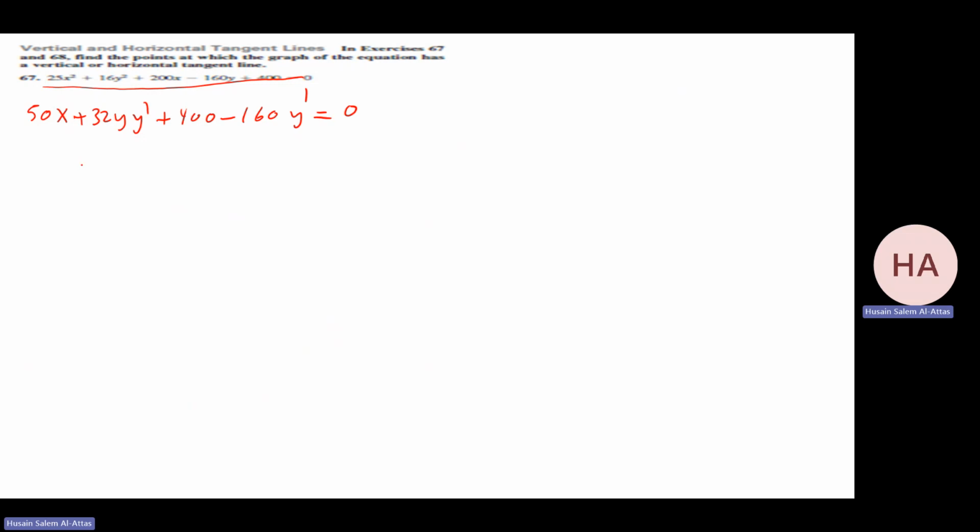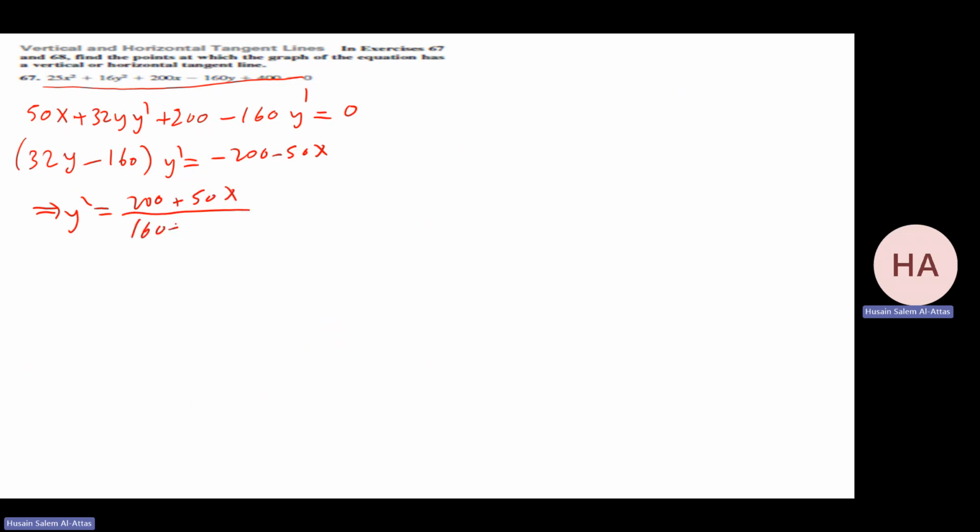So solve for it. So I have 32y y prime minus 160 times y prime equals minus 200 minus 50x. In other words, y prime equals (200 plus 50x) over (160 minus 32y).